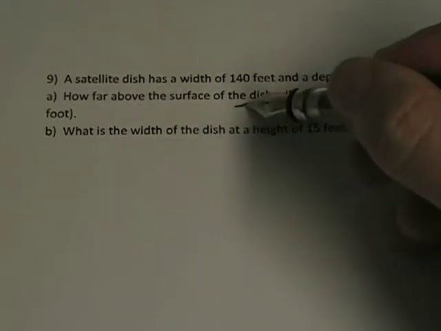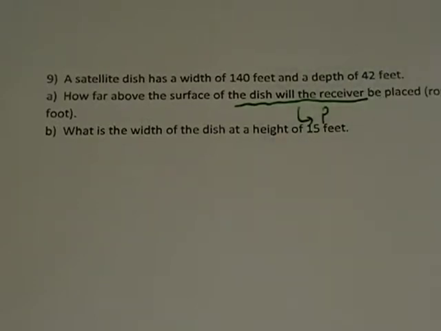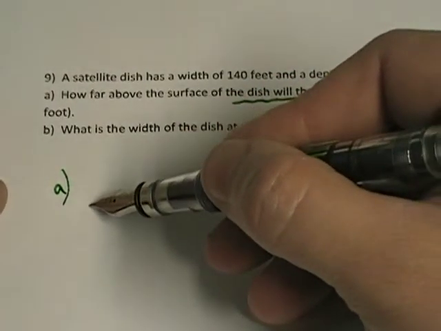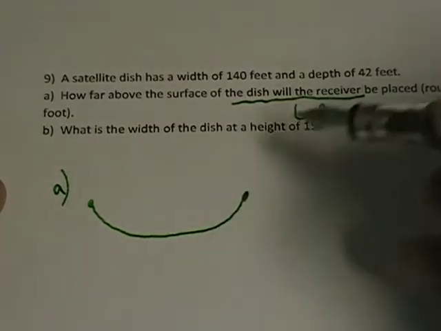So this is asking me for p, because the receiver would be at the focus, and the focus is p units from the vertex. So I'm going to just draw a picture. Rule 1 in trigonometry is draw a picture. And since this is a trigonometry question, we're going to draw a picture.